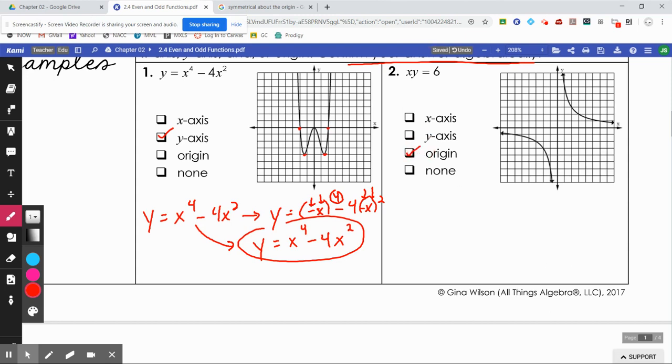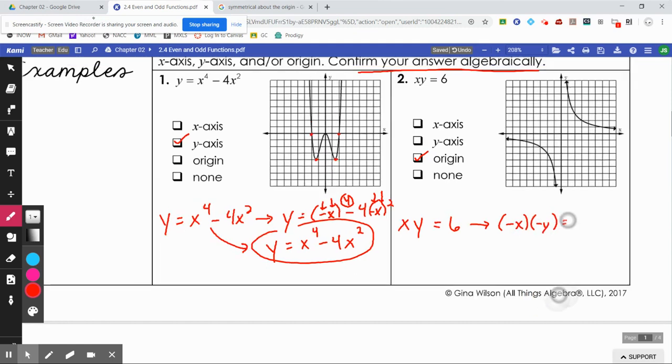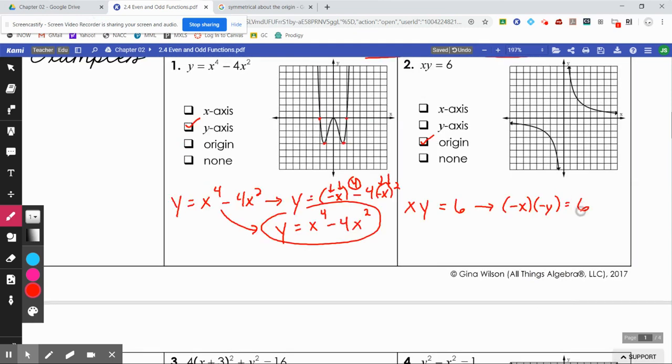And the test there is, take your x times y equals 6. If you're able to take out the x and replace it with negative x, take out the y and replace it with negative y, and this is equal to the exact same thing as the original, then yes, it has rotational symmetry. Well, a negative times a negative would be a positive. So therefore, you could change that to xy equals 6, which is identical to the original. So that does confirm that this has origin symmetry.